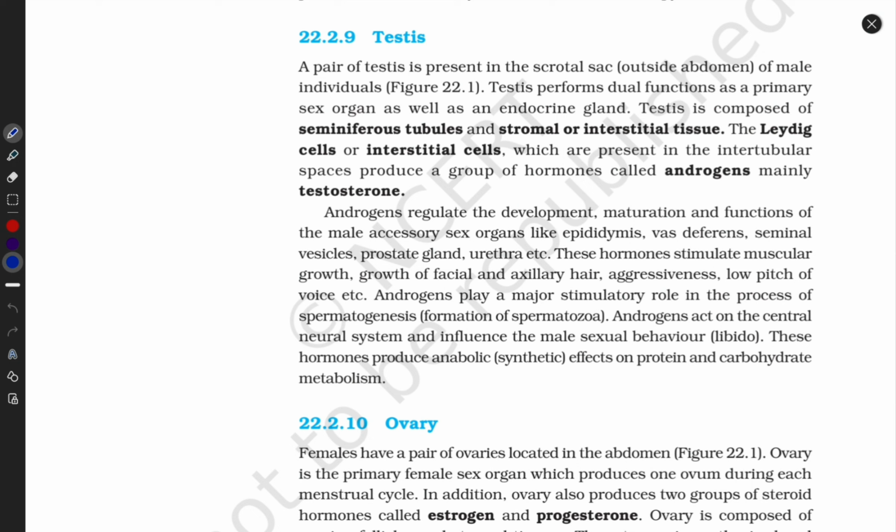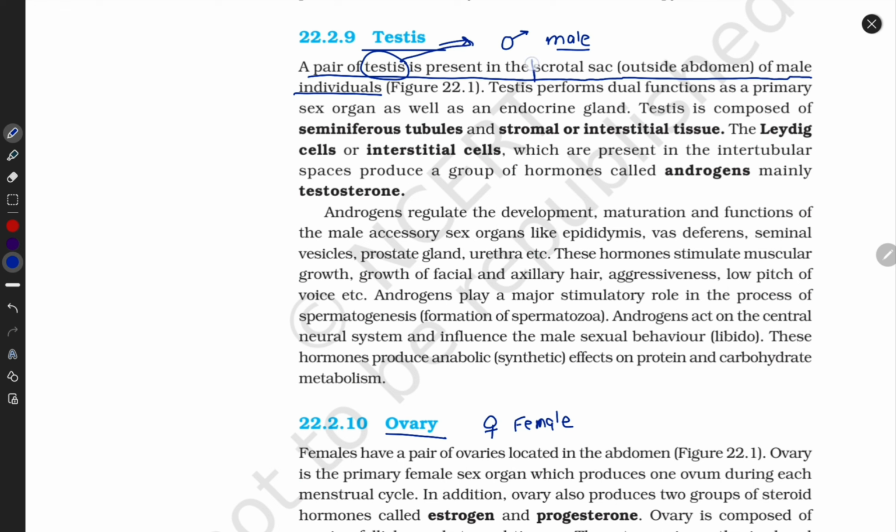Let's start with our next gland, testes. Testes are present in males only, and ovaries are present in females. Is this term clear? Now, a pair of testes is present in the scrotal sac outside of the abdomen of a male individual. What they want to say is that testes are present in males. This is a sure fact.